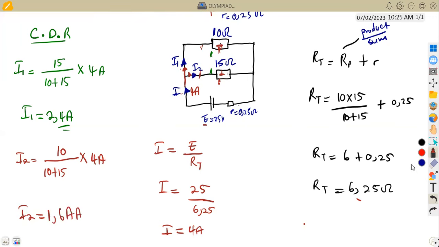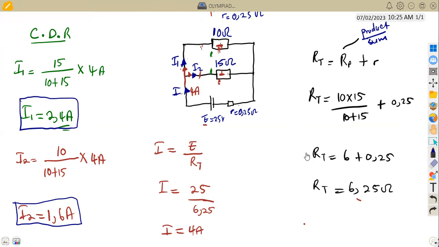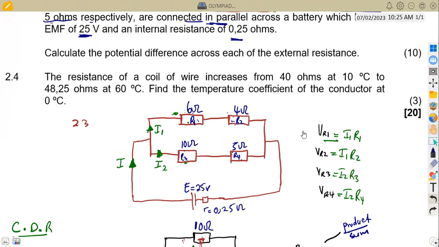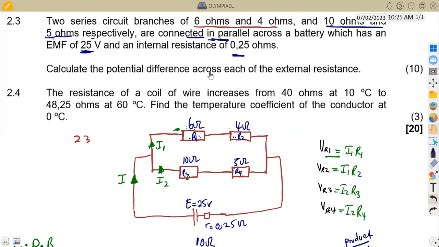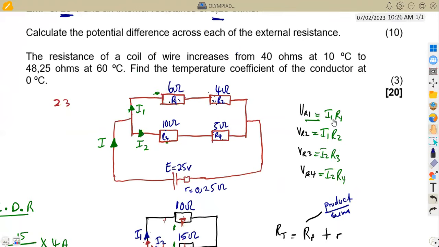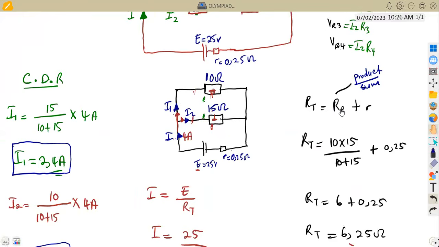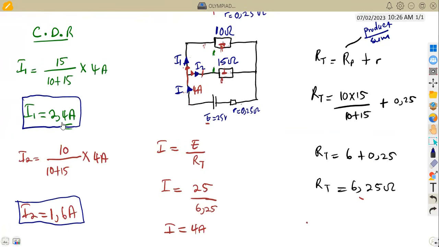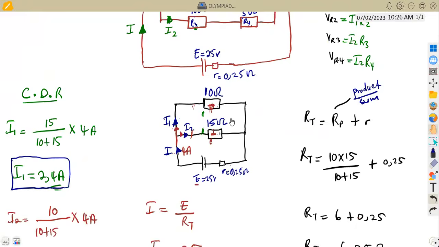As you can see, if you add I2, which is 1.6, and I1, which is 2.4, they must give us 4 amps, which is our total current. But this is not about our question. Our question, take note guys, is limiting us to calculate the potential difference across each of the external resistances. That is why we need to calculate I1. We said I1 is 2.4 and I2 is 1.6.